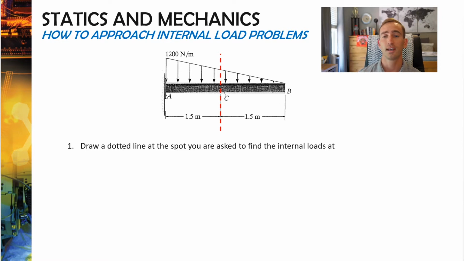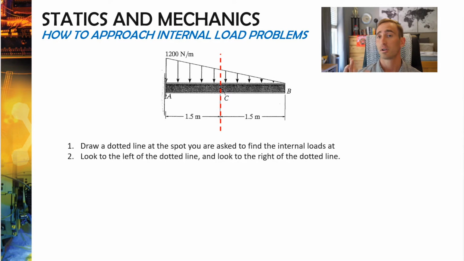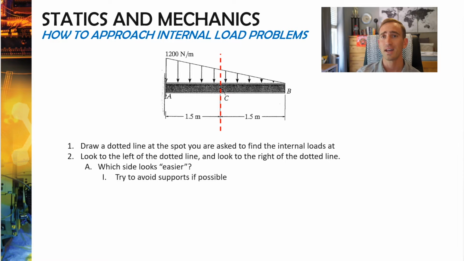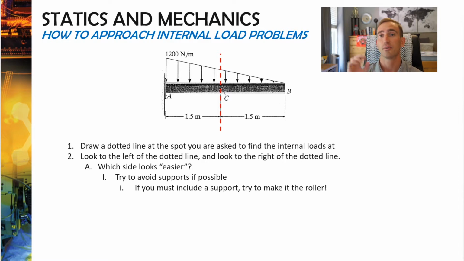Question 2 that we need to answer is, do we want to look to the left of the dotted line, or to the right? The way to figure this out is to determine which of the two sides looks like it's going to be easier to solve. By that I mean, you always want to try to avoid looking towards a support. If you can look away from a roller, a pin, or a fixed support and not see it, you should definitely do that. But if you do see a support, try to make it the one with the fewest reaction forces. So if you have a pin and a roller in the problem, you should almost always look at the roller, because that has only one unknown force, whereas a pin would have 2.